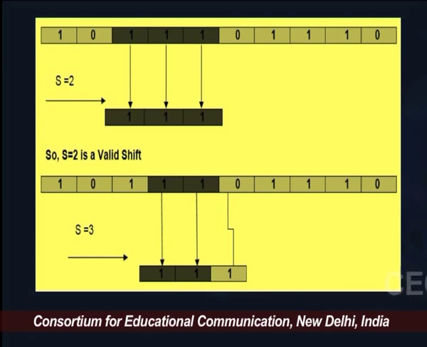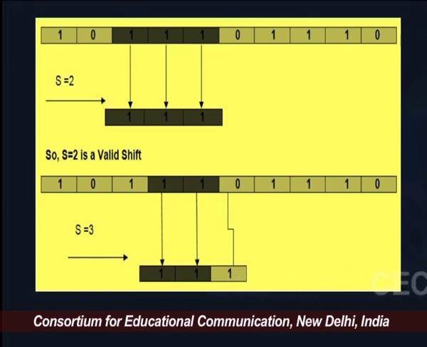Now, that is also matching. So 1 1 1, starting from positions 2, 3 and 4, are perfectly matching with 1 1 1 of your pattern. So, we can say that S equals 2 is a valid shift. Let us try with S equals 3.